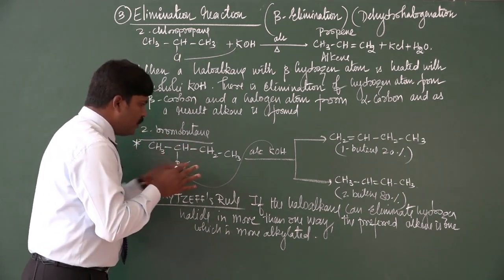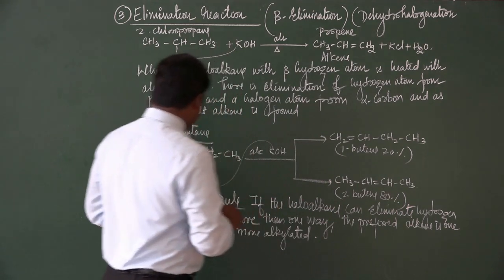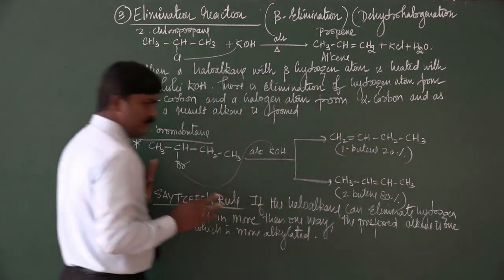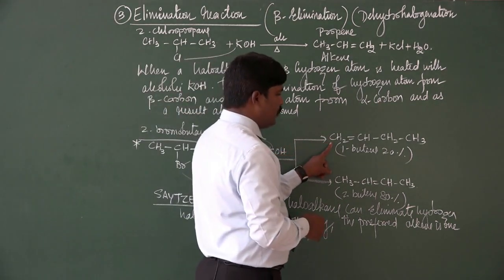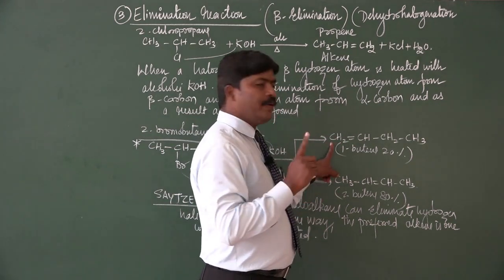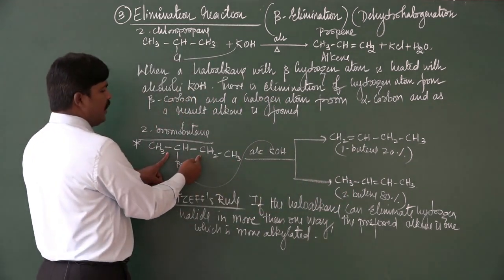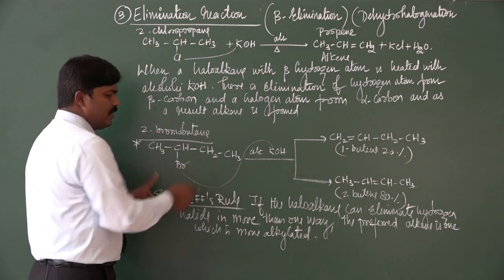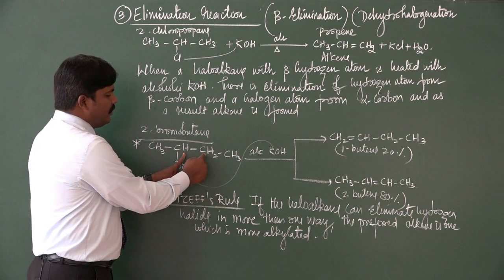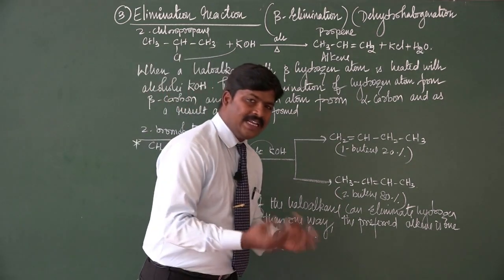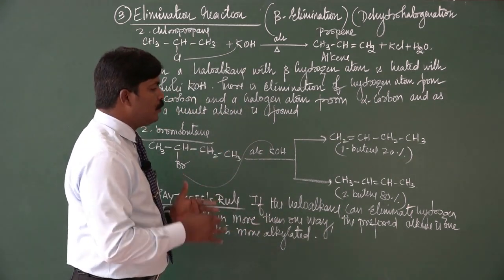So, if I remove the hydrogen from the first carbon atom or the third carbon atom, if I remove hydrogen from the first carbon, it becomes 1-butene, 20% product. If I remove from the third carbon atom, compared to the first, the third carbon has 2 hydrogens, the first carbon has 3 hydrogens. So, if I remove the hydrogen from the third carbon, the product becomes more alkylated according to Saytzeff, and of course, the major product is but-2-ene or 2-butene.